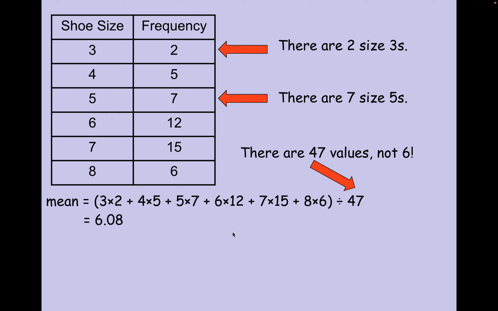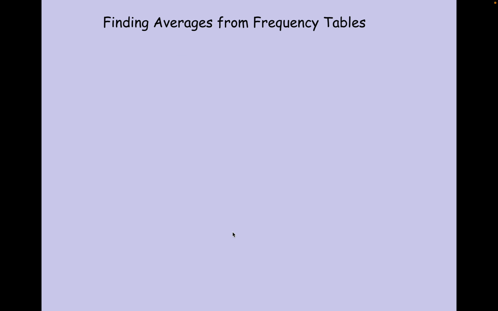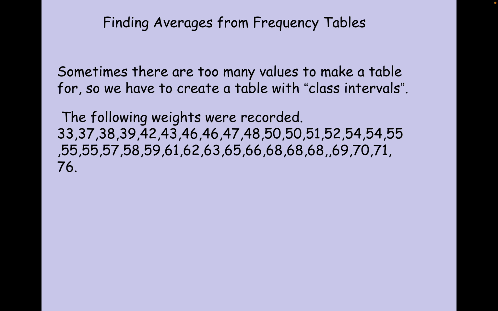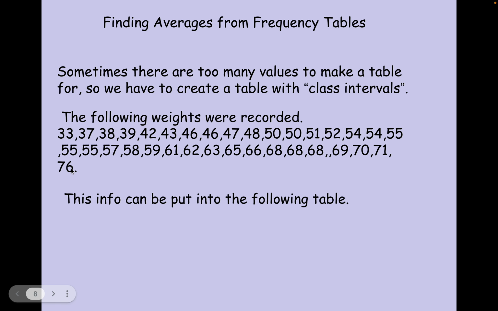Now for continuous data, it will be slightly different, because sometimes with continuous data, there are just too many values to actually list everything in a table. Imagine listing everything from 33 to 76, the table would be too long. So therefore, we are going to put them into class intervals. For instance, in this case, if you see here, there are 4 data between 30 and 40.